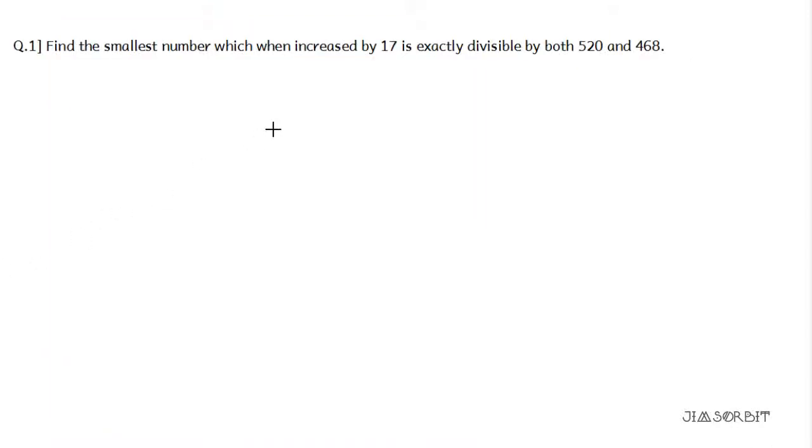First, find the smallest number which when increased by 17 is exactly divisible by both of the two numbers 520 and 468. See, you forget this line, okay?